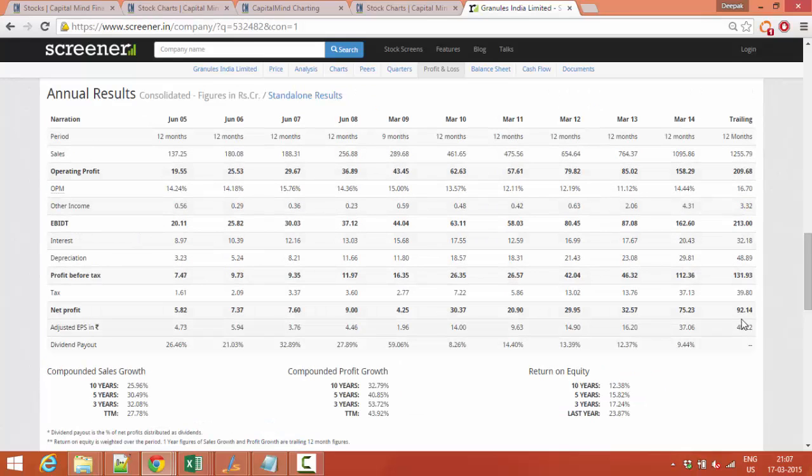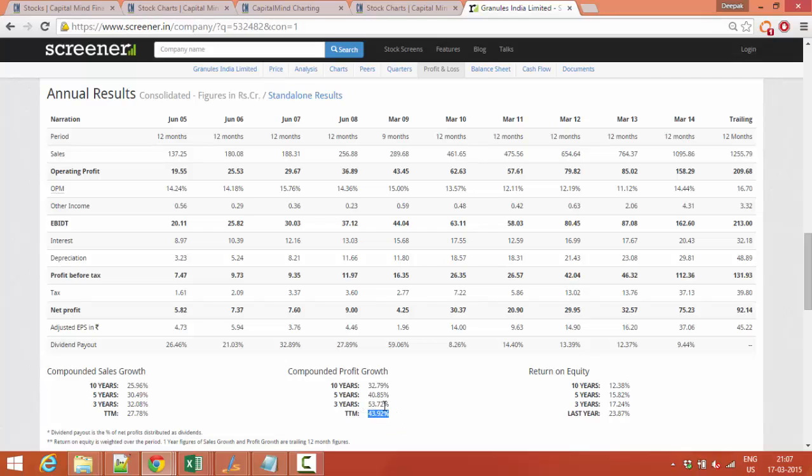But having said that, trailing 12 months show 92 crores of profit versus 75 last year till March. This is only till December. So we're talking 75 to 92, which is about 20%. So EPS growth over the last few years has been good. Trailing 12 months is 44%.